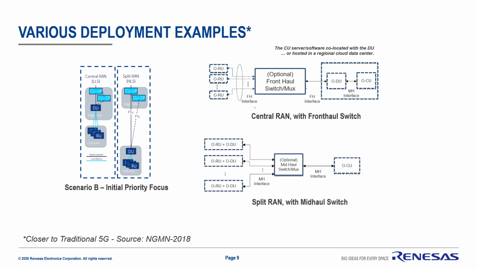The other deployment scenario is a split RAN, where they're actually splitting the CU from the ODU and RU combinations. Here, instead of a front haul switch or MUX, we're using a mid-haul switch and MUX to connect the CU to the DUs. The DUs and RUs effectively are co-located, and you can look at it as almost like a traditional baseband unit type deployment scenario.